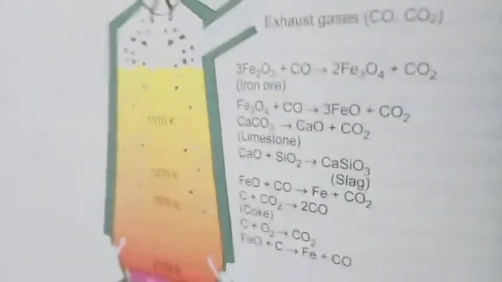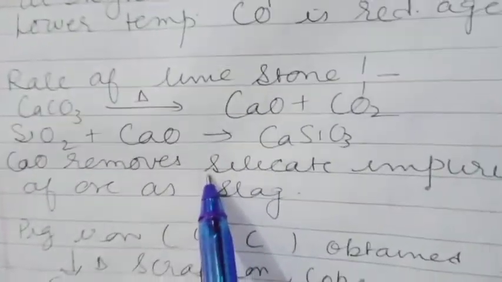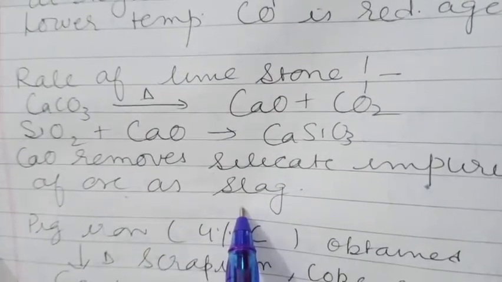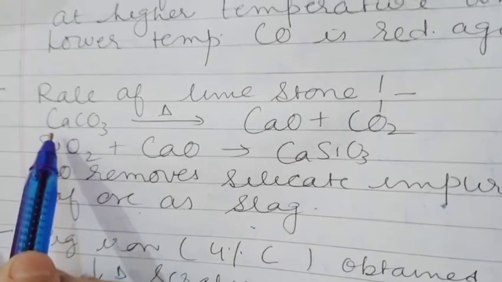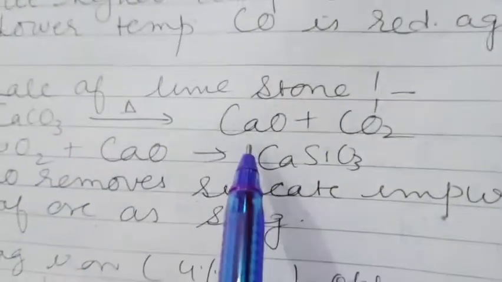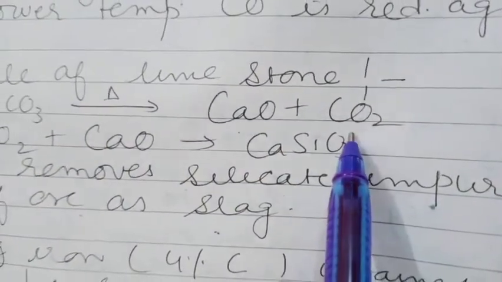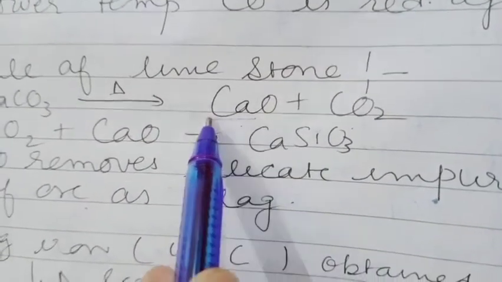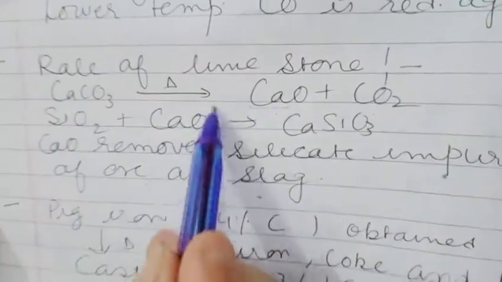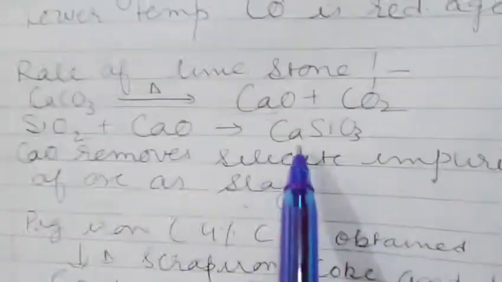So very important is, what is the role of limestone? The main role of limestone is to remove the silica impurities, silicate impurities, as slag. At 1073 K, the calcium carbonate decomposes to give calcium oxide and carbon dioxide. This calcium oxide acts as a flux. It is a basic flux. Flux is a substance which combines with impurities. It forms a slag.